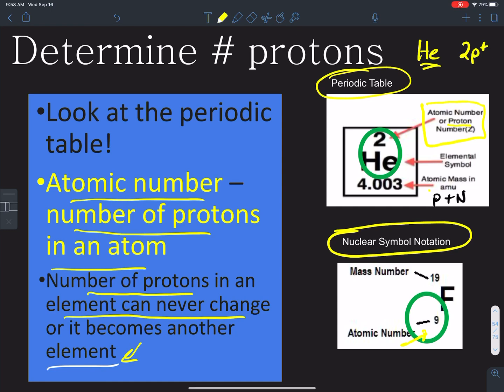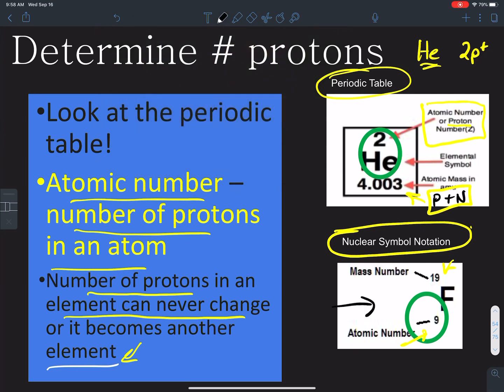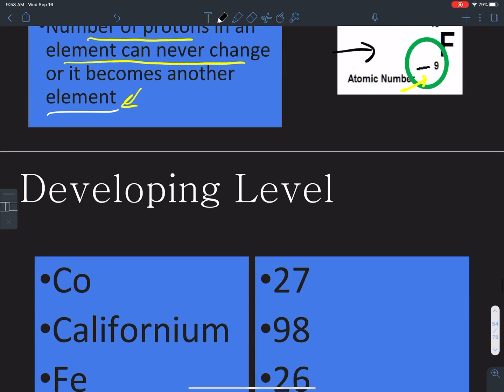So as a review, your mass number is protons plus neutrons. It's listed at the bottom in your periodic table, but using nuclear symbol notation, we've moved it to the top. And we're going to be using nuclear symbol notation a little bit later on in the presentation to determine the number of subatomic particles called neutrons.